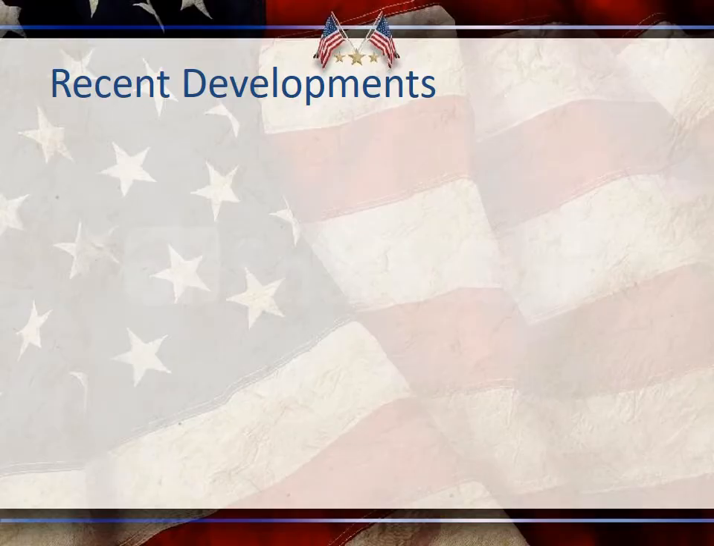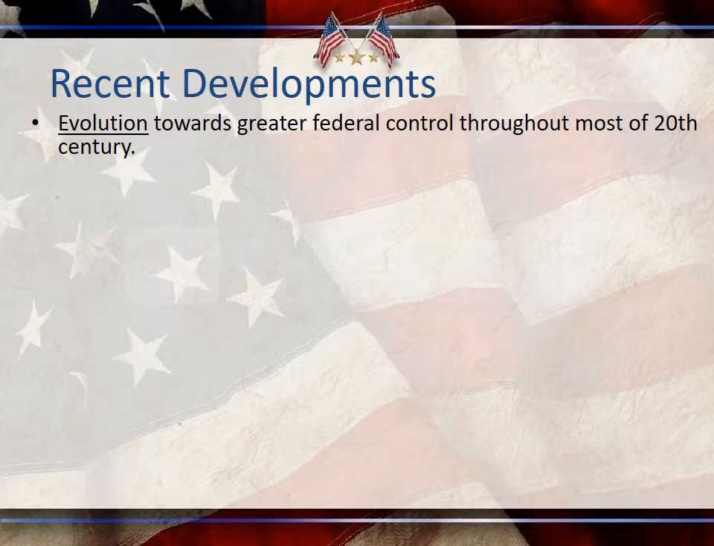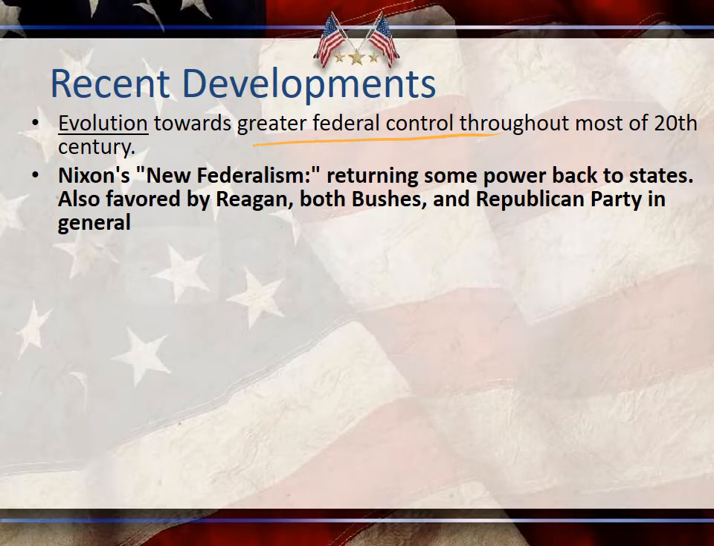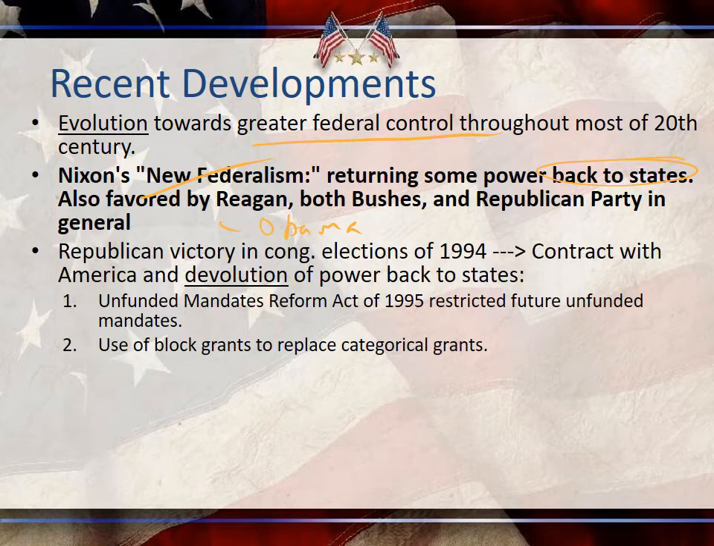Okay, so what has been happening recently? We have seen an evolution towards greater federal control. We've seen the federal government grow in power. I already talked the other day about Nixon's new federalism. It started to return some power back to the states, but you could argue that Obama stopped doing that. You can just fill this in, but it's getting a little outdated now. The Republicans won a victory in the elections of 1994. This is under Clinton. So Clinton returns a lot of rights to the states.